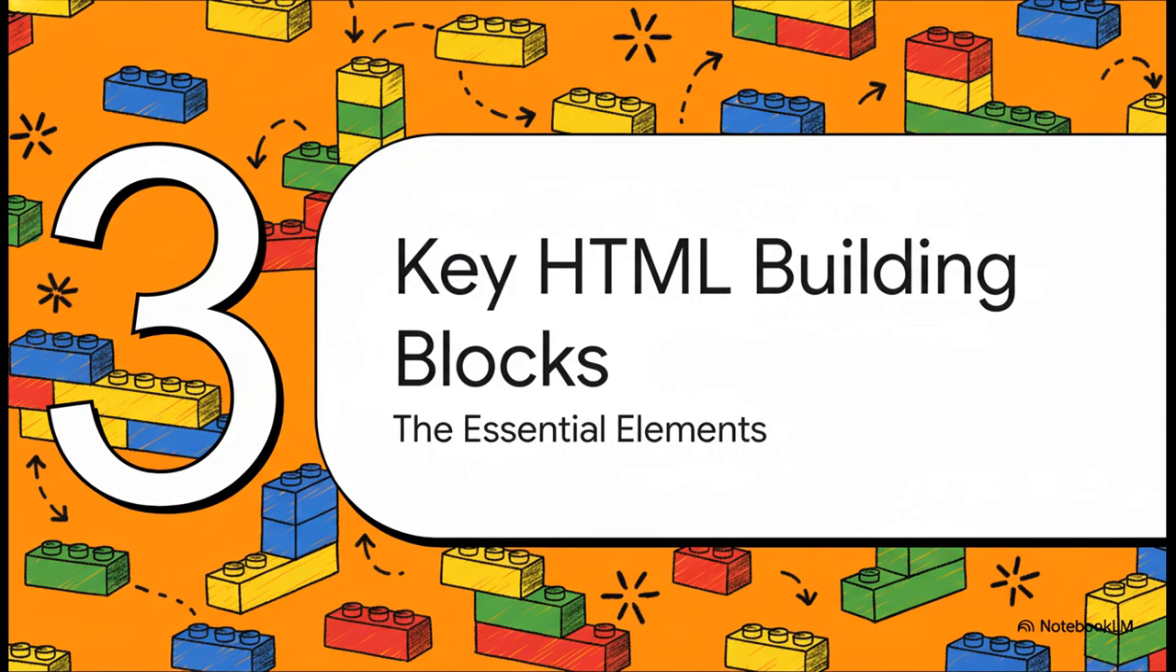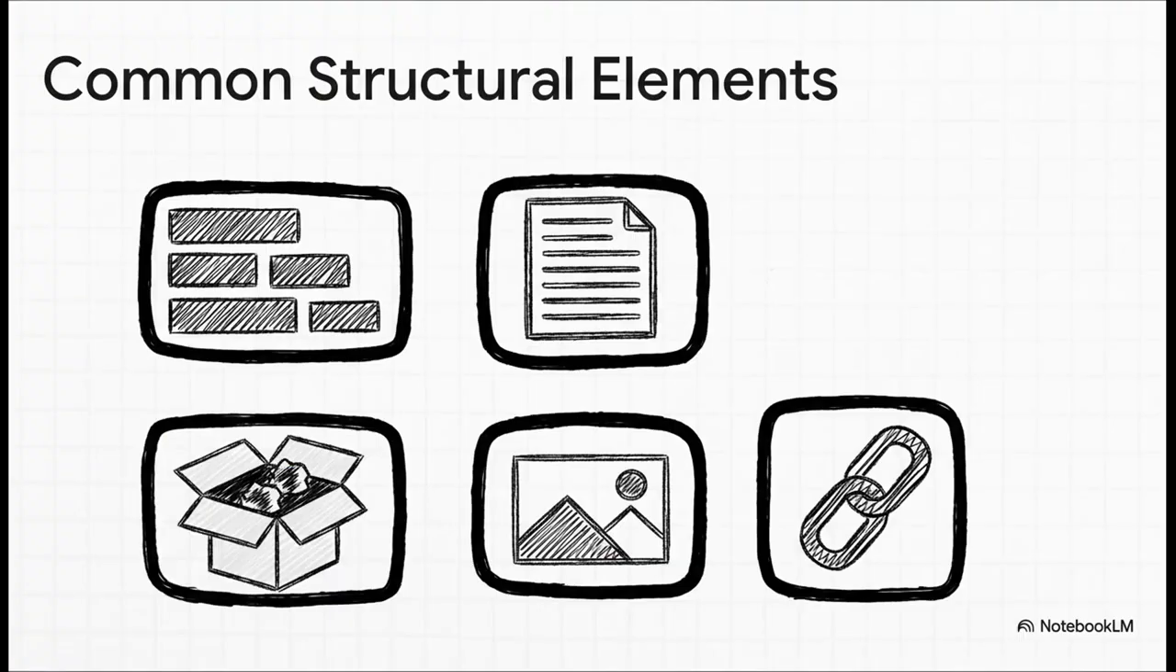Okay, so we know what elements are. Now let's look at the essential Lego bricks, the pieces you're going to use over and over and over again to build out the structure of your page. These are your bread and butter. You've got headings from H1, which is the most important, all the way down to H6. You've got your paragraph tag, P, for any block of text. The div tag is a super useful generic container. It's like a plain cardboard box you can put other stuff inside to keep it organized.